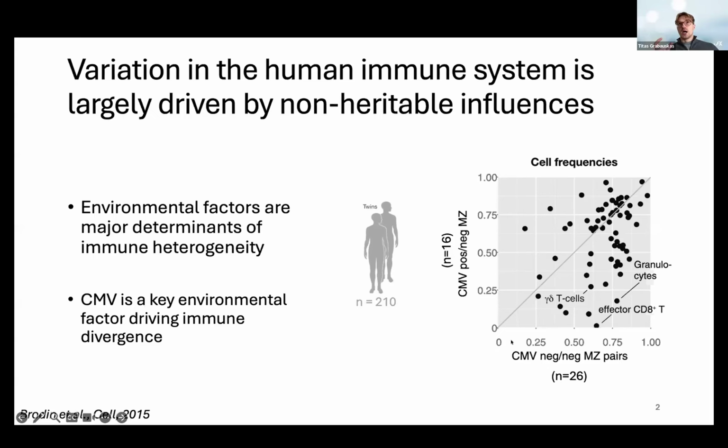And so if you expected CMV to play no role in immune heterogeneity, you would expect all the cell types to line up right here on this diagonal line. However, as you can see, the distribution is much different, and a lot of cell types are falling away from this line. Therefore, CMV is a key environmental factor driving immune divergence.